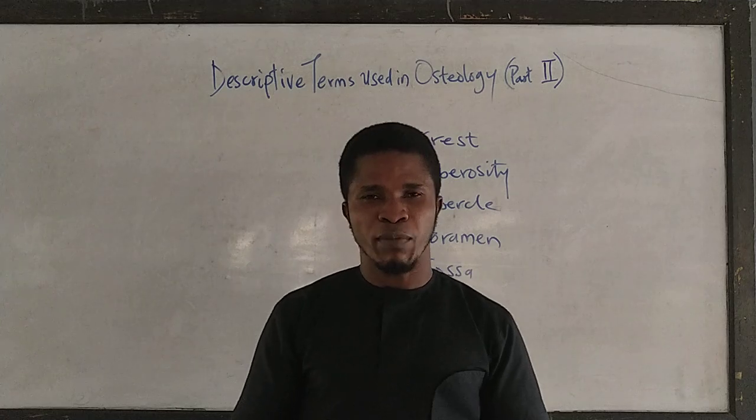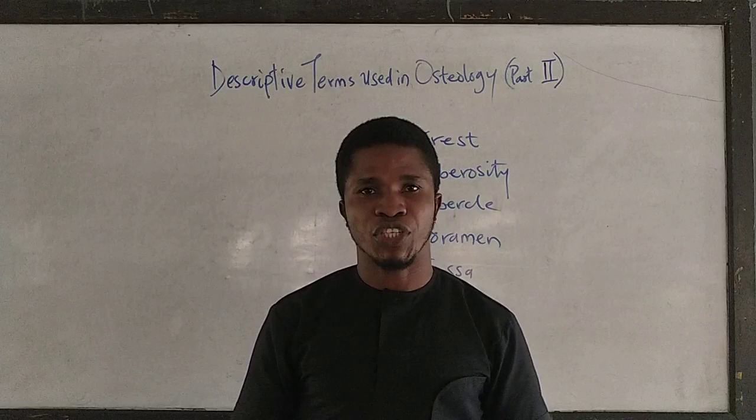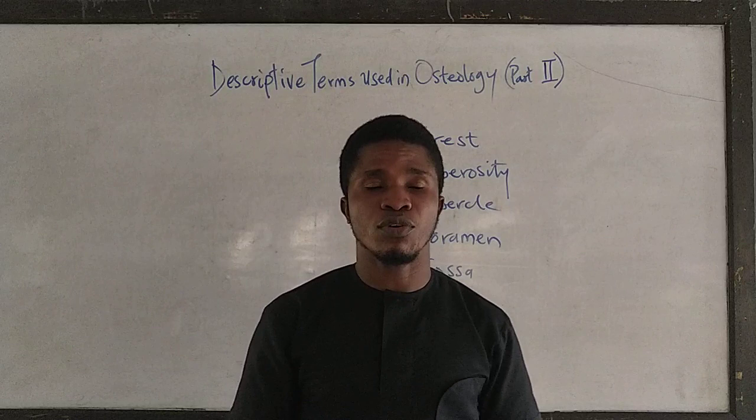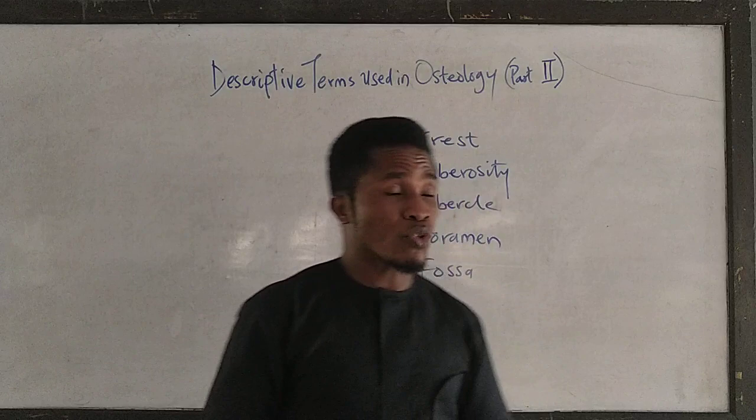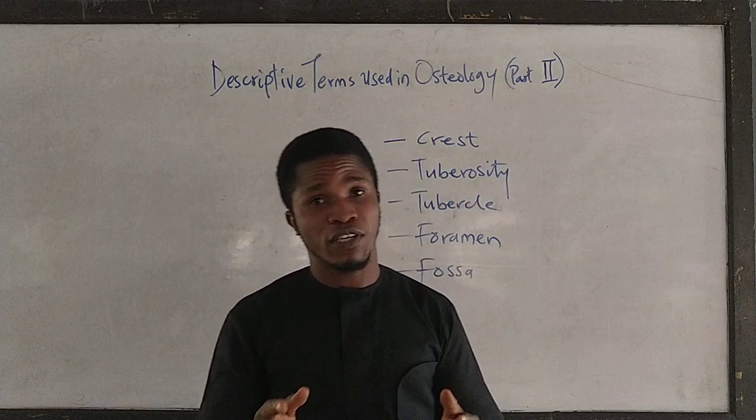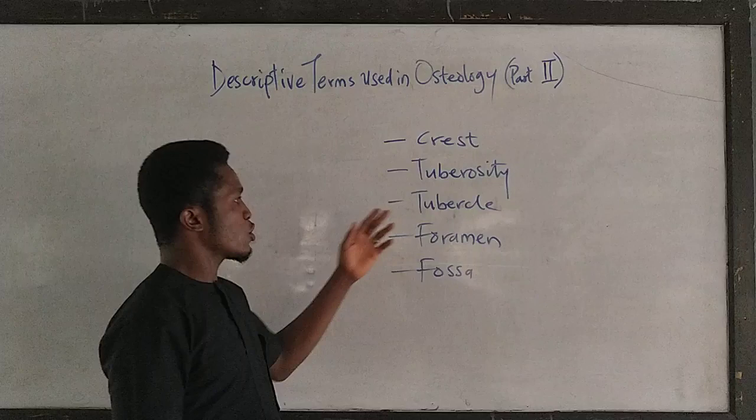In this very video, we shall be talking about part two of the descriptive terms used in osteology. Remember, in our last video, we started this topic, so we shall continue in this video. Today, we shall be looking at just these few terms again. It's going to be a very short video. The terms we shall be looking at include the crest, the tuberosity, tubercle, foramen, and then fossa.